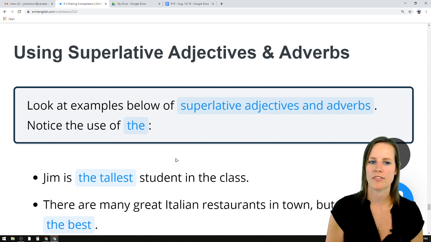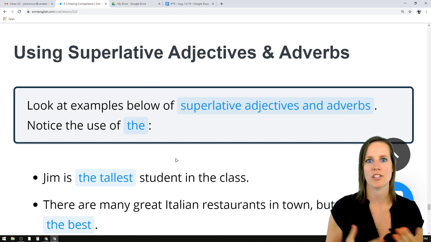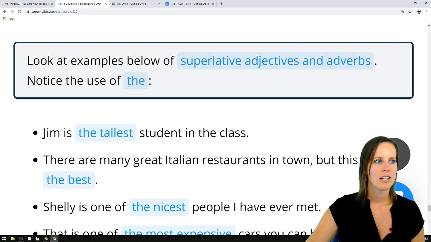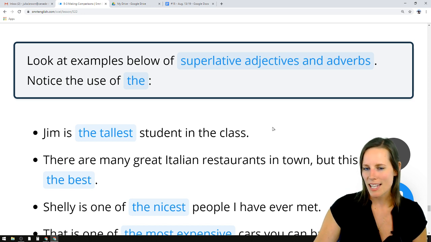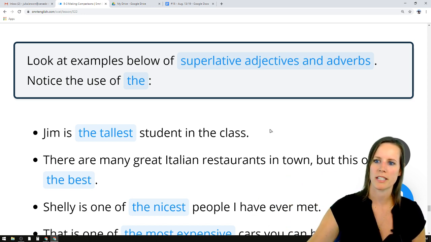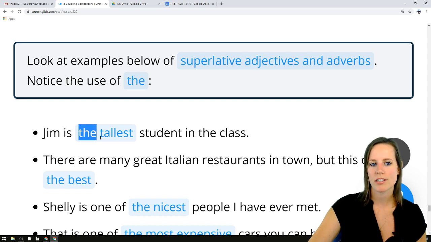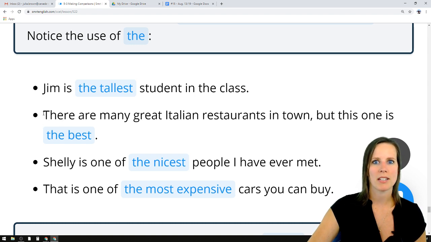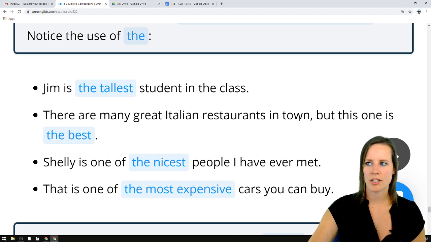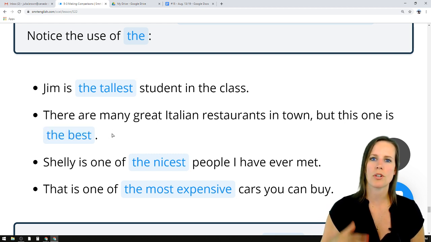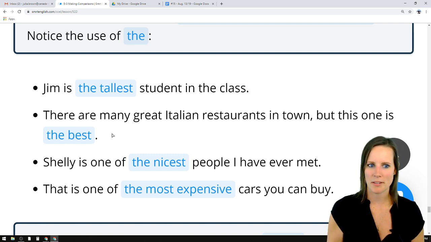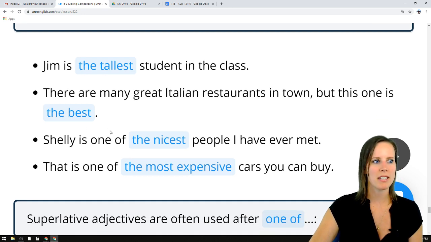Unless it's fact, that's fine. Then it's not a very strong statement, it's just fact. Such as in this example, Jim is the tallest student in the class. This is not a strong statement, it's just a fact if you measure everybody. Okay, so notice the article is always there, the tallest. Here is a strong statement. There are many great Italian restaurants in town, but this one is the best. Okay, so that's a strong personal opinion statement.